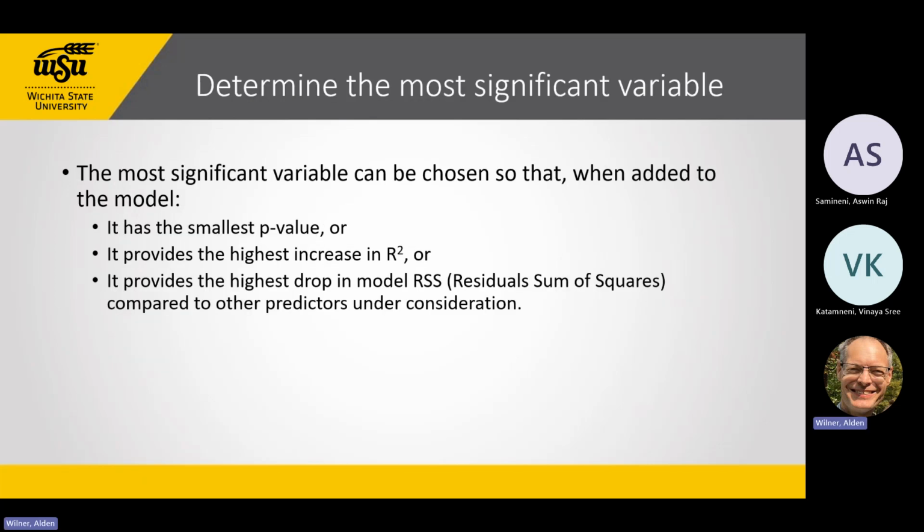The most significant variable can be chosen by several different metrics. We can choose the one with the smallest p-value, the one that is least likely to be uncorrelated with the target. The one that provides the highest increase in R squared, and these are all correlated very strongly with each other, these three different metrics, or the one that provides the highest drop in residual sum of squares compared to the other predictors under consideration.